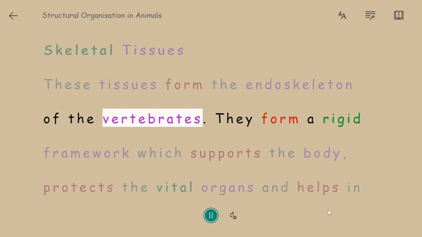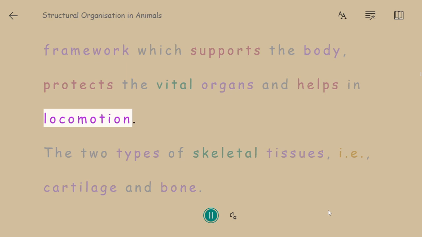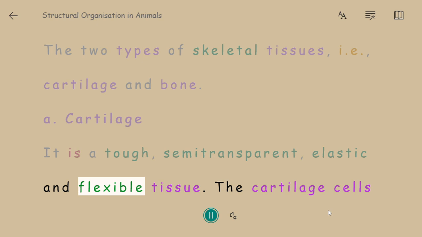They form a rigid framework which supports the body, protects the vital organs, and helps in locomotion. The two types of skeletal tissues are cartilage and bone. A. Cartilage. It is a tough, semi-transparent, elastic and flexible tissue.